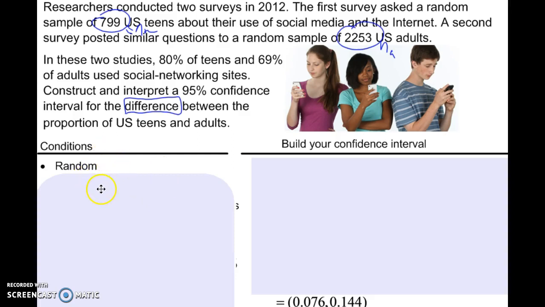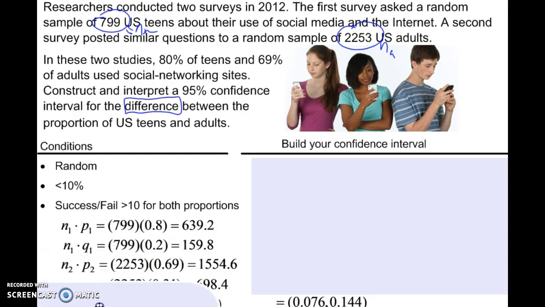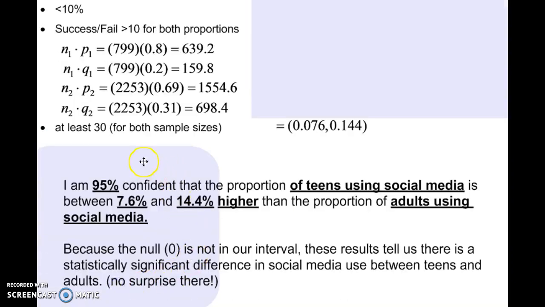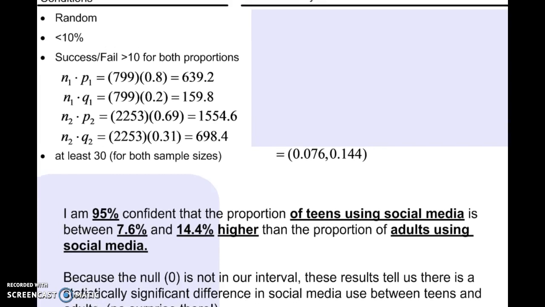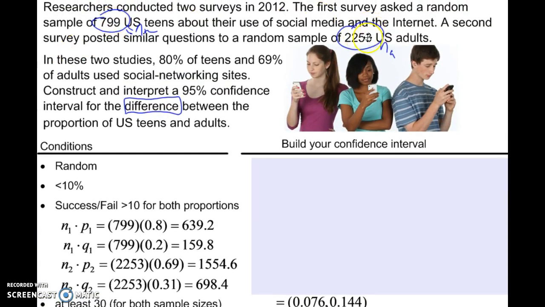Conditions would be random, of course, 10%, less than 10%, success/fail, at least 10 for both. So we need to show the work for both of those, so that's important to show the work there. And then one last check, which would be at least 30 for both sample sizes. Both of those were very large, 799 and 2253. So it passes all the conditions. All those are at least 10. If you're doing PANIC, for a confidence interval, we're doing PANIC.